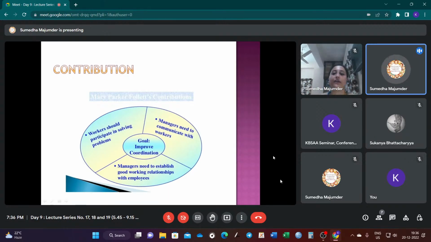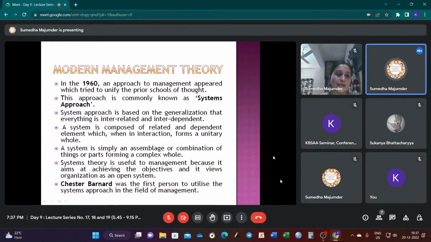So in the same manner, in Mary Parker Follett's behavioral science approach, when it is inferred that teamwork is important, then definitely a sound communication structure is important. Then in our next part, that is the modern management theory, and it is also from our syllabus. Under this syllabus of University of Calcutta, in this modern management theory, we have two approaches, that is the system approach and another is the contingency approach.